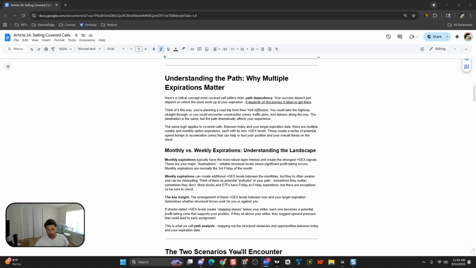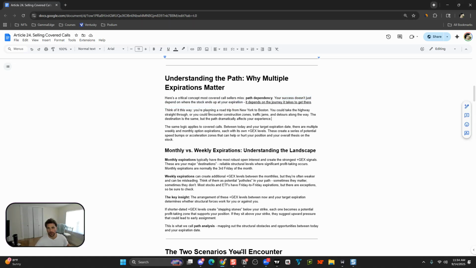So now that we have an understanding of using the options markets to help us sell these covered calls, using plus GEX, what that is and why it's important, the next concept we want to cover is something called path dependency. By path dependency, we mean, say you want to sell 45 days out. You may go look at that expiration to understand where plus GEX is around that 45-day window. But something important to know is that there are expirations between now and that 45-day window, and that's what creates the path dependency. Your success doesn't just depend on where the stock ends up at expiration. It depends on the journey it takes to get there.